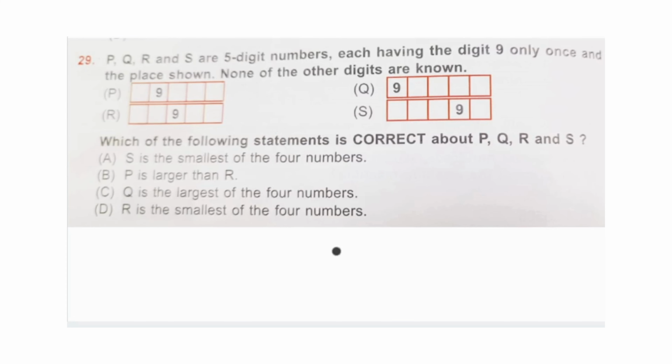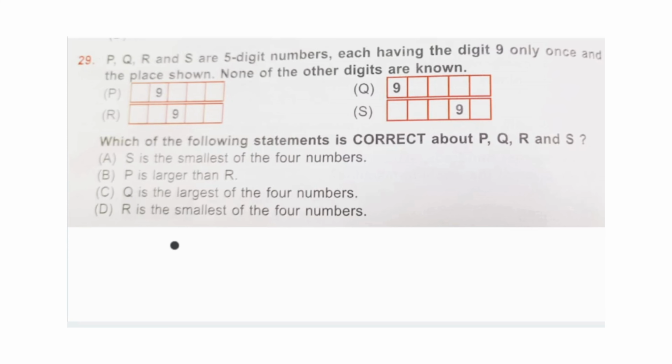Let's see question number 29 from the Achievers section, HOTS. So here, if you see the question, it says P, Q, R, S are 5-digit numbers, each having the digit 9 only once and in the place shown. None of the other digits are known. So we have 4 options where we see 9 in random places, but we don't know any numbers beyond 9.